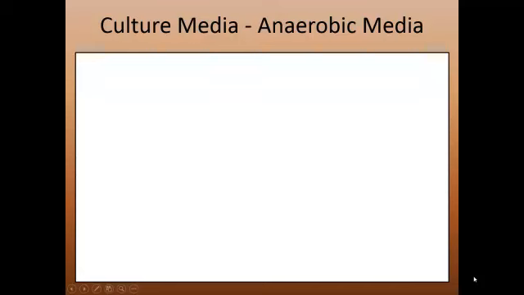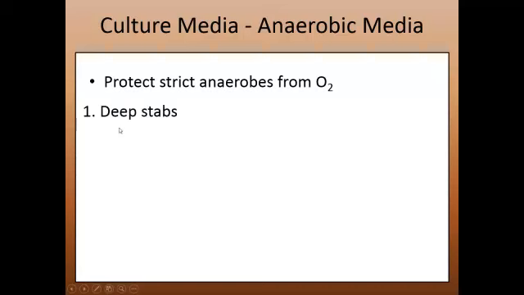So, thinking back to chapter 6, we know that some organisms cannot grow in the presence of oxygen, so we grow them in anaerobic media. Anaerobic media protects strict anaerobes from oxygen, and we can do this by doing deep stabs, which would be to take a tube that has had agar poured into it, and we take an inoculating needle and stab it down deep into the agar. The organisms that end up down at the bottom are protected from oxygen.